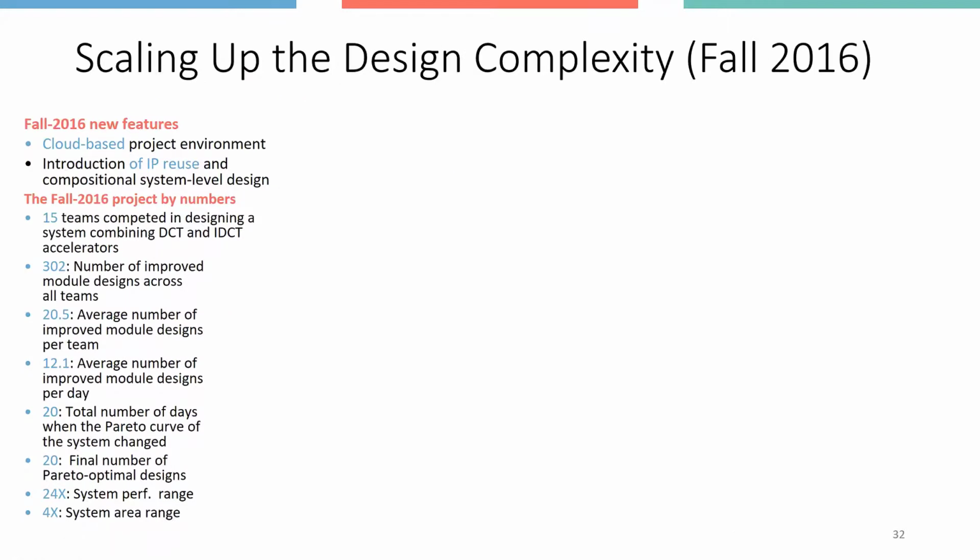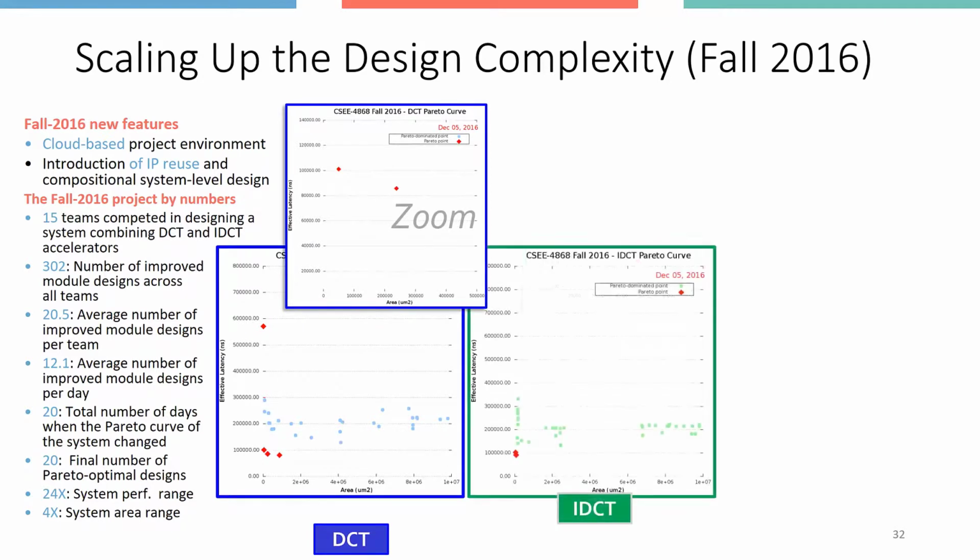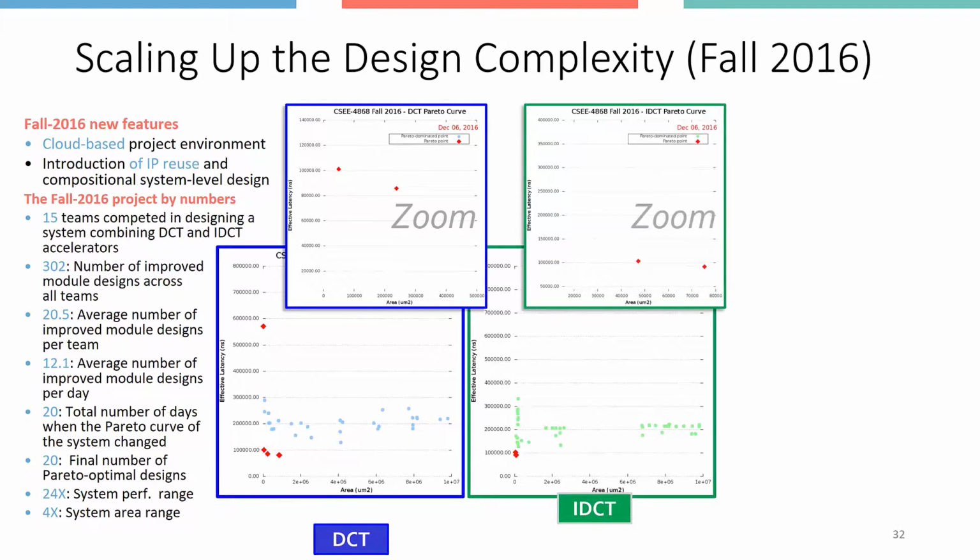Over the years, we kept improving not just the course, but also the project. So introducing new elements, elements of collaboration and design reuse across the teams. So for instance, we started in 2016 by having half of the class designing a discrete cosine transform accelerator and the other half designing an inverse discrete cosine transform accelerator. And so here you see the live recording of the performance of each team over the last month.